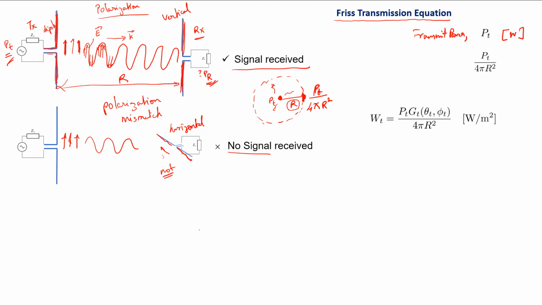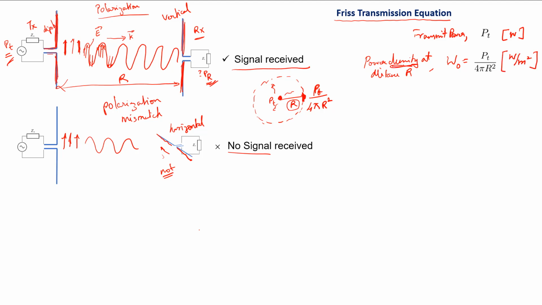That is going to be the power density at a distance R away from the transmitter. Typically we denote power density by W, and let's say it's W naught, and that's going to be PT over 4 pi R square, in watts per meter square, and that's why it's a density factor, power density.